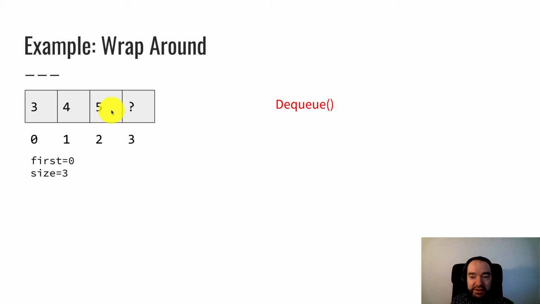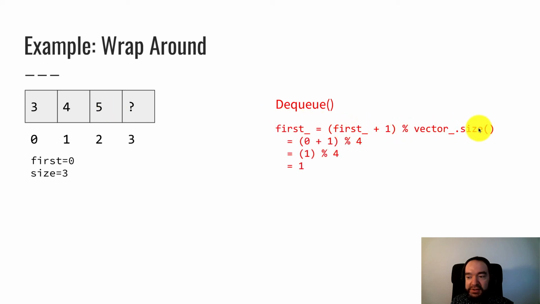Now let's say I DQ, then we'll say first is first plus 1 mod vector size, so that's number 1, so that just eliminates the element at index 0, front is now 1. If I NQ 6, first plus size would be 1 plus 2, mod 4 is 3, so we NQ at index 3 at the back.